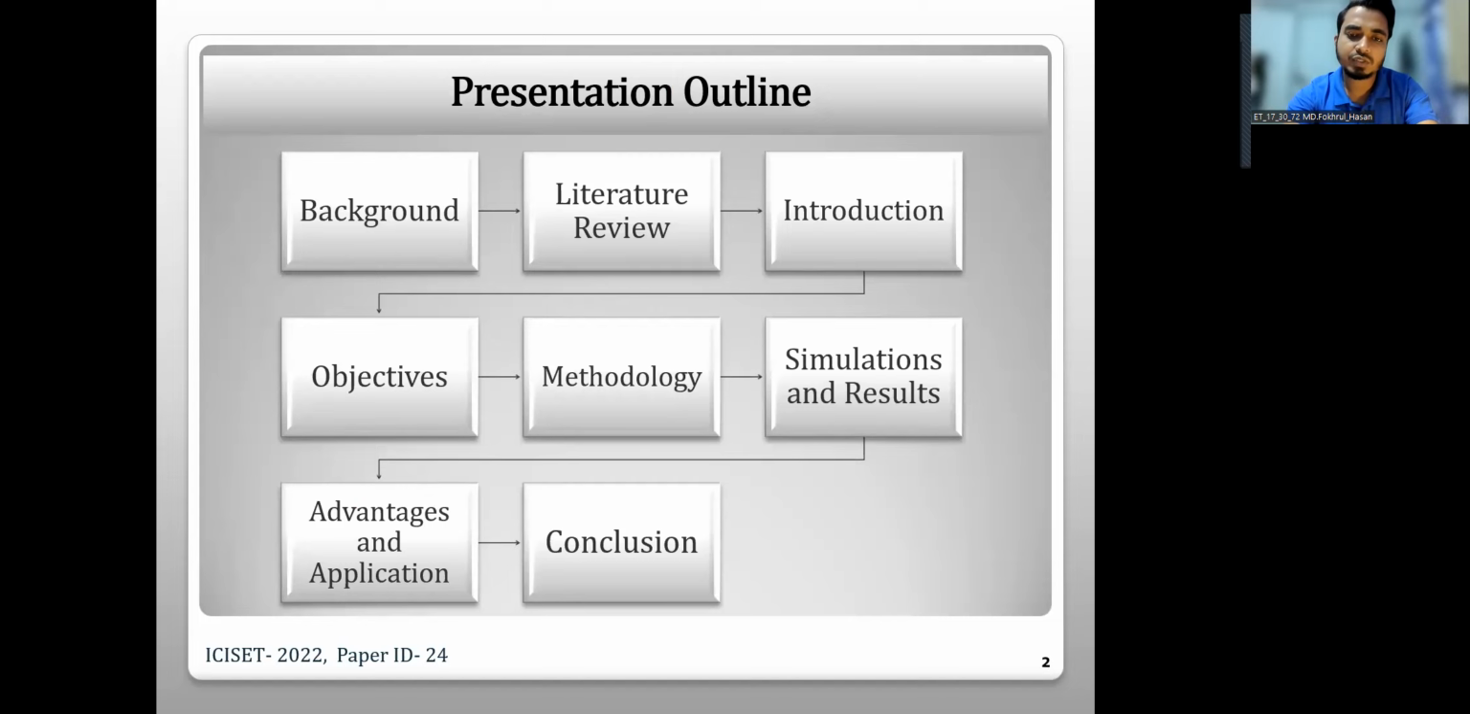Our presentation covers why we did this work, objectives of this work, how we did this work, and performance of our proposed work. At the end, we will discuss some advantages and applications of our work.